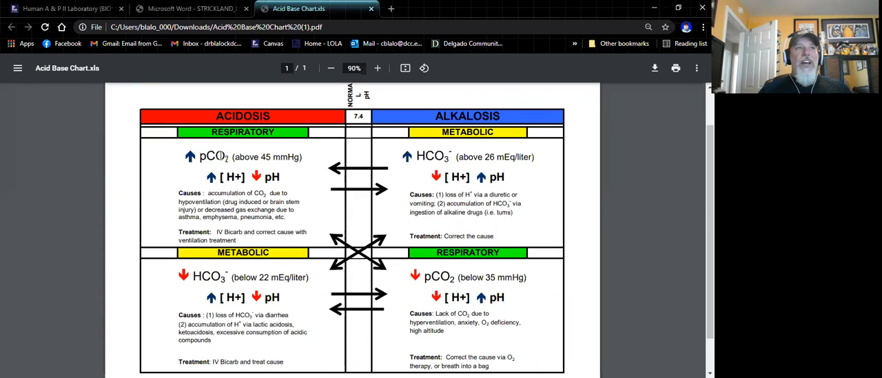Decreased gas exchange, how? Well, what if they have an asthma attack? What if they have emphysema? What if they have pneumonia? What if there's some limiting factor that's causing there to not be enough carbon dioxide taken out of the blood? Well, how does that work with asthma? Asthma causes bronchial constriction. If the bronchioles get smaller, I can't move air in and out of the lungs as much. That's going to decrease the amount of carbon dioxide that I can get rid of.